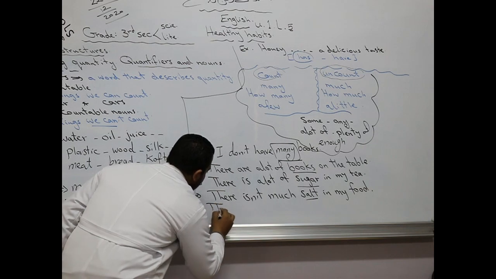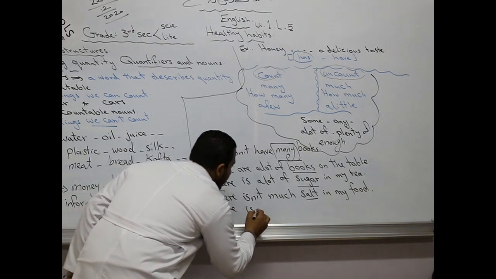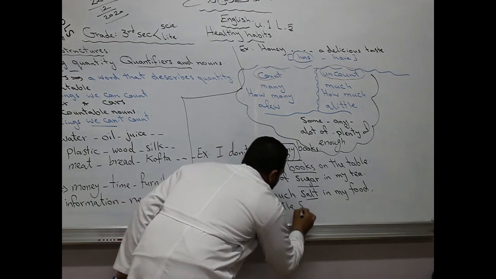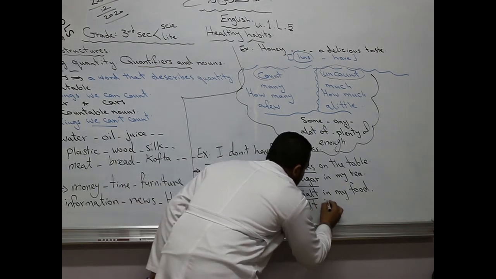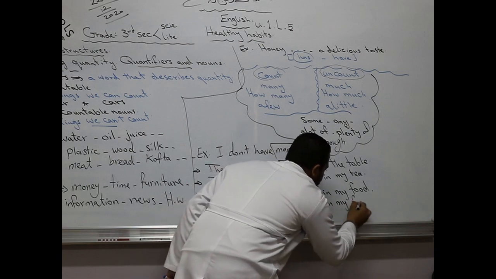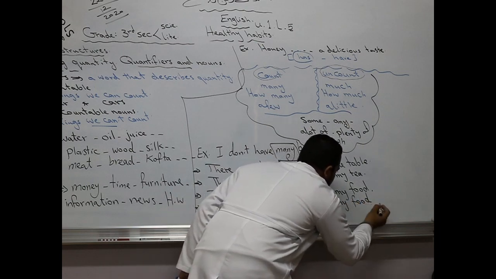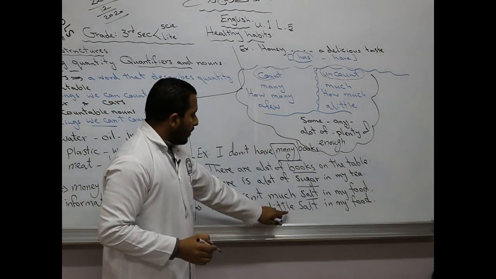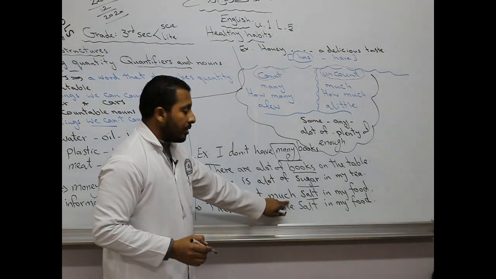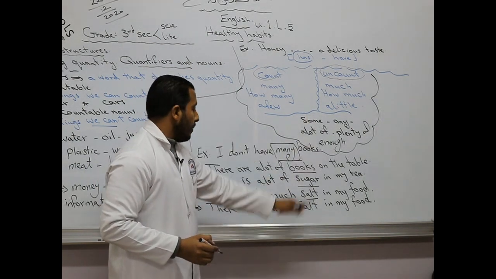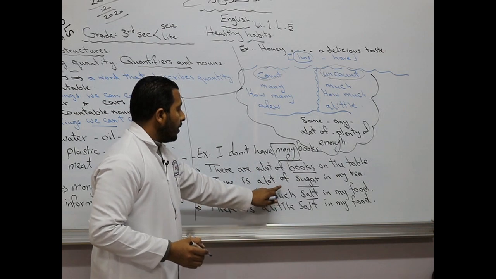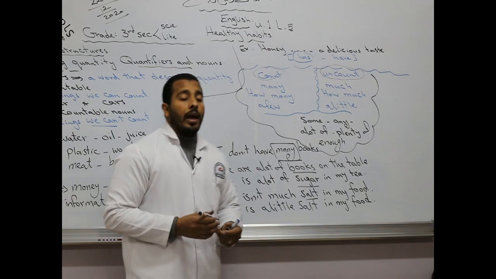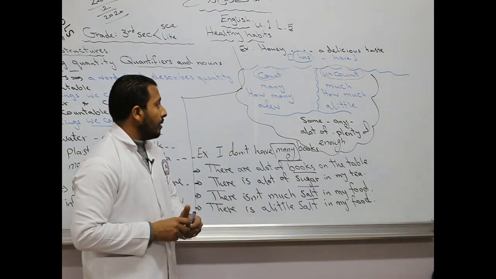Or there is a little salt in my food. The words little and much can be used with uncountable nouns. A lot of can be used for both countable and uncountable, but many can only be used for countable nouns.